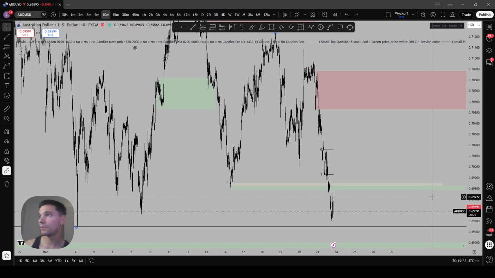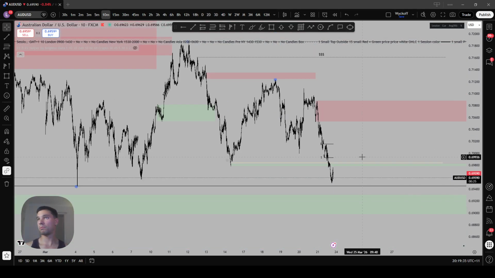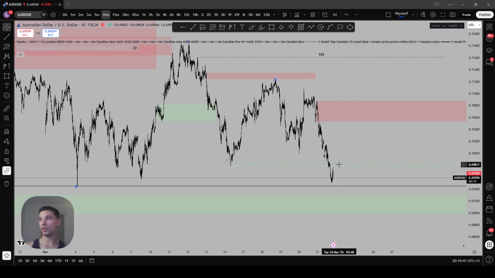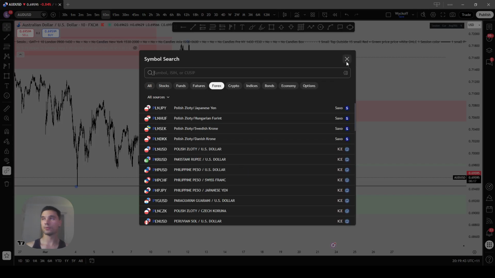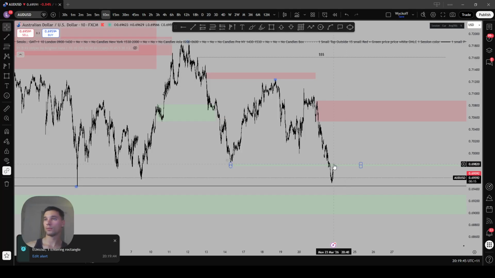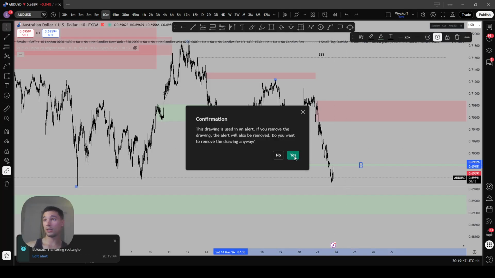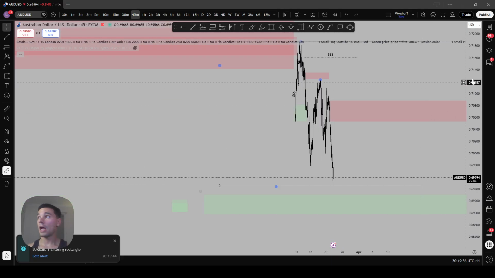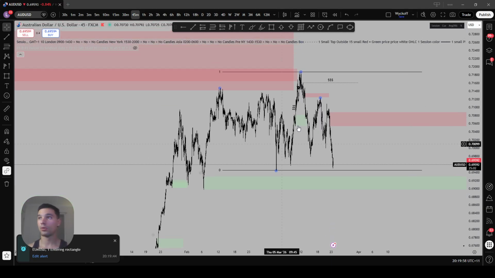All right, as we sort of expected, we ran through this CME gap. This range has been absolutely terminated. And here is the notification: Euro USD has entered our demand, putting it at a potential long.